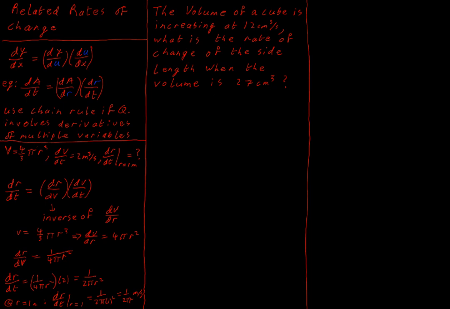To figure out what we've got. So first thing is the volume of a cube is increasing at a rate of 12 centimeters cubed per second. So the volume is increasing, so we're looking at centimeters cubed per second. So we're talking about dV/dt is 12 centimeters cubed per second. That's the first thing I can say.